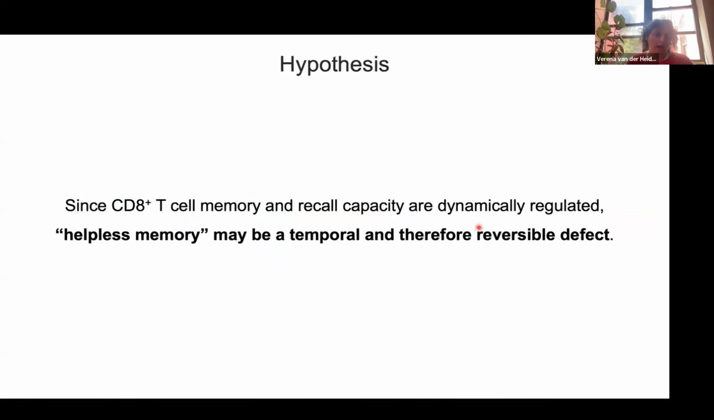So when this project started out, before I joined Dirk Hohmann's lab, the main hypothesis was that because CD8 T cell memory is very dynamic and evolves over time, as I showed you in the first or second slide, helpless memory might not be a terminal defect and might be reversible.